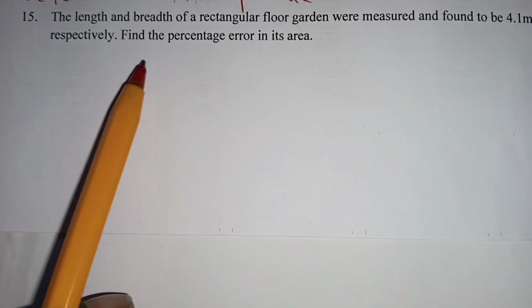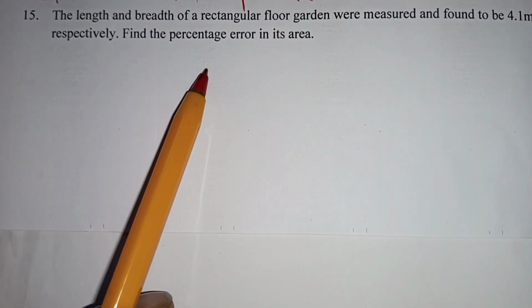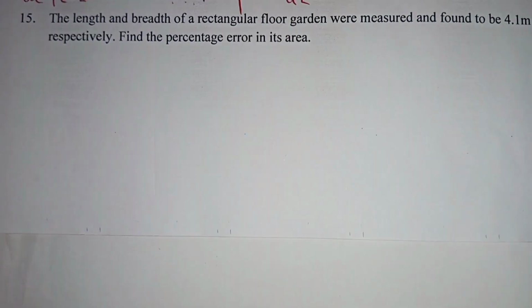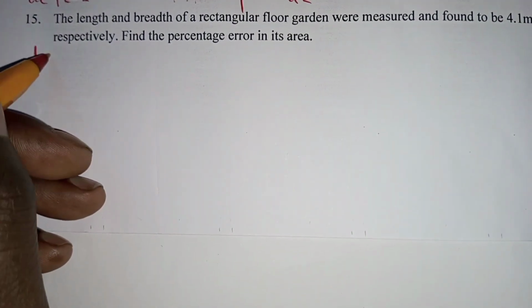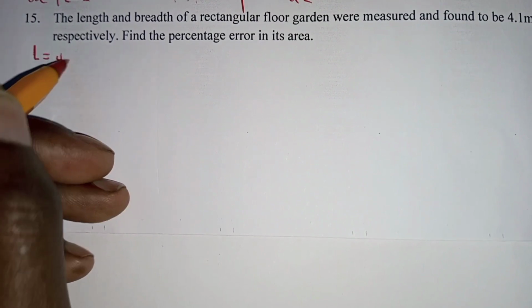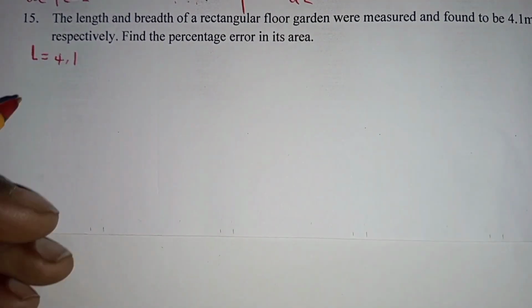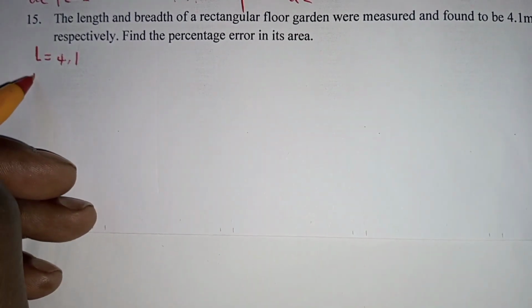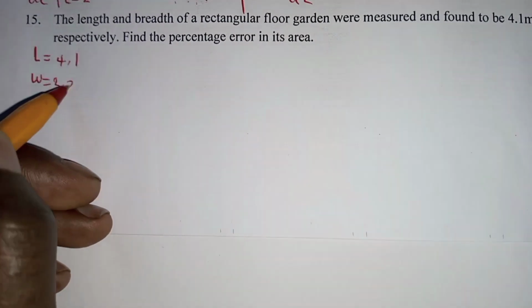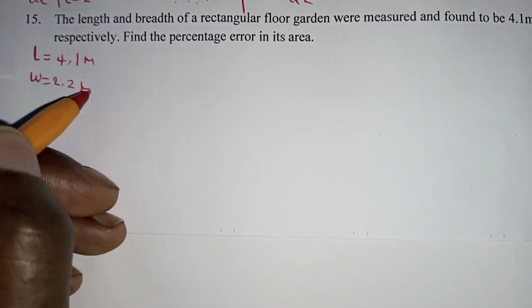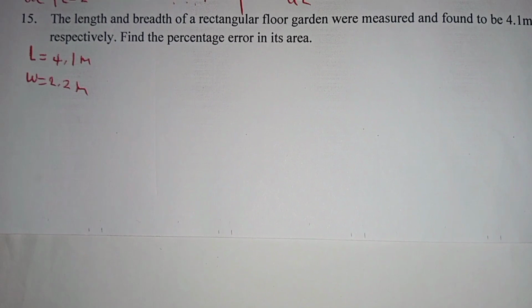We are told the length and the breadth of a rectangle is found to be, so length is found to be 4.5 and the width is found to be 2.2 meters. So you have to find the percentage error in its area.